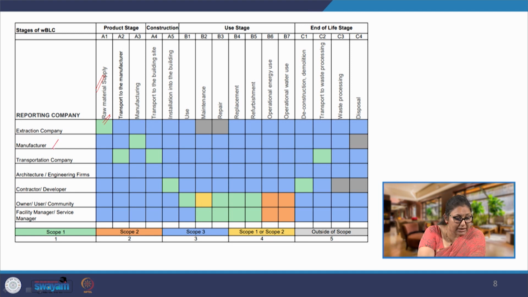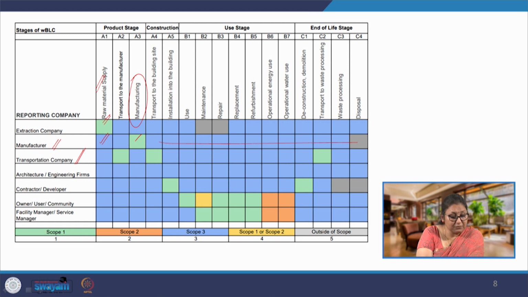Now, if we look at the manufacturer, all the direct emissions that come from manufacturing are the only scope 1 emissions. The ones from raw material extraction and supply, and also transportation to the manufacturer, if it is done by a third party or the extraction company, are going to count as scope 3 upstream, and the rest of it is going to count as scope 3 downstream.